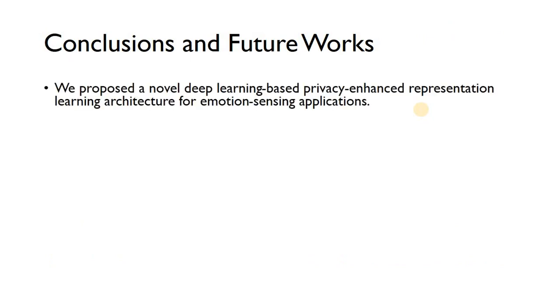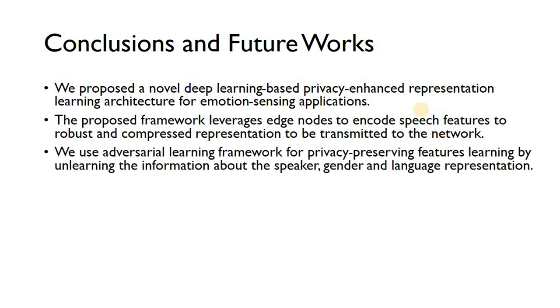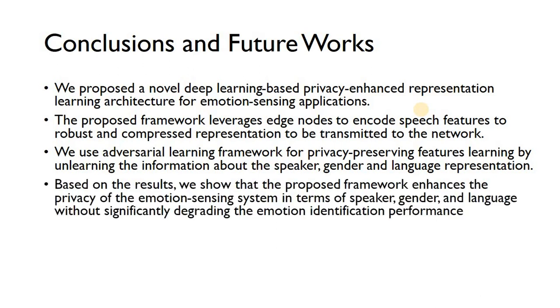Conclusions and future works. So we propose a novel deep learning based privacy enhanced representation learning architecture for emotion sensing application that can be used over the network to perform emotion classification. The proposed network leverages edge nodes to encode speech features to robust and compressed representations that can be transmitted to the remote network. We use an adversarial learning framework for privacy preserving features by unlearning the information about the speaker, gender and language identification. Based on the results, we show that the proposed model enhanced the privacy of the emotion sensing system in terms of speaker, gender and language without significantly degrading the emotion identification performance.